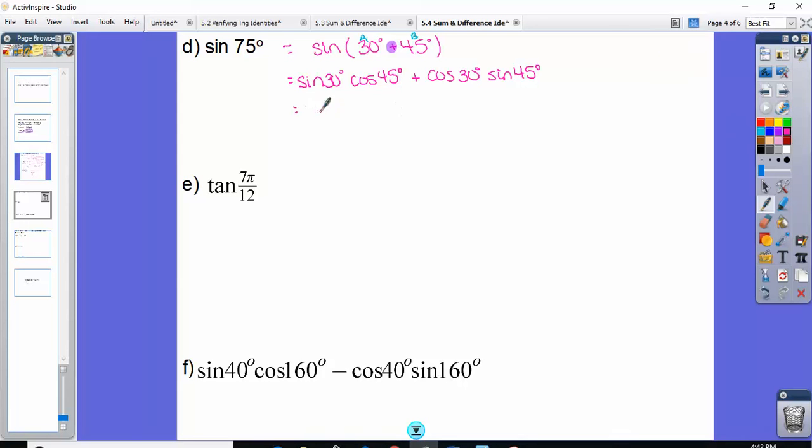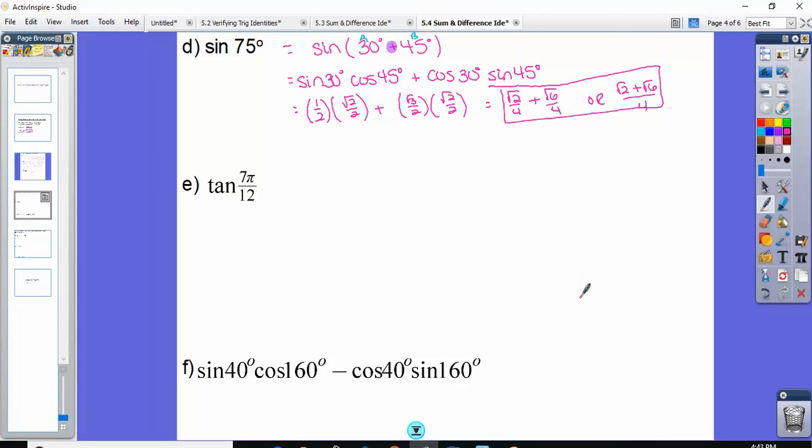Let me finish this. Okay, sine of 30 is 1/2. Cosine of 45 is radical 2 over 2. Cosine of 30 is radical 3 over 2. Sine 45 is radical 2 over 2. So radical 2 over 4 plus radical 6 over 4, or radical 2 plus radical 6 all over 4.